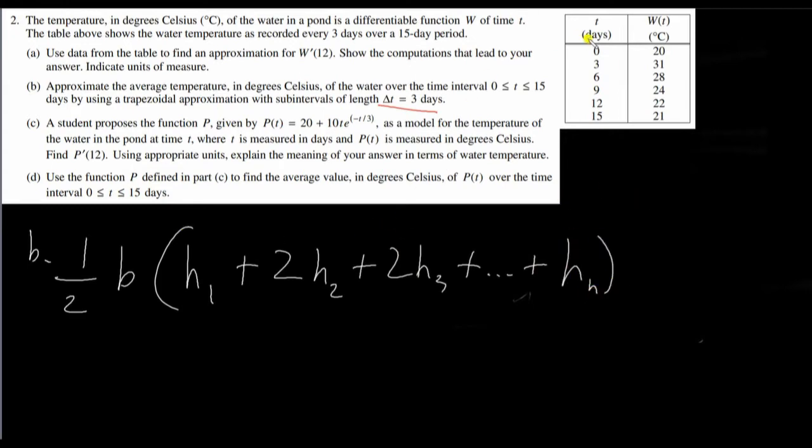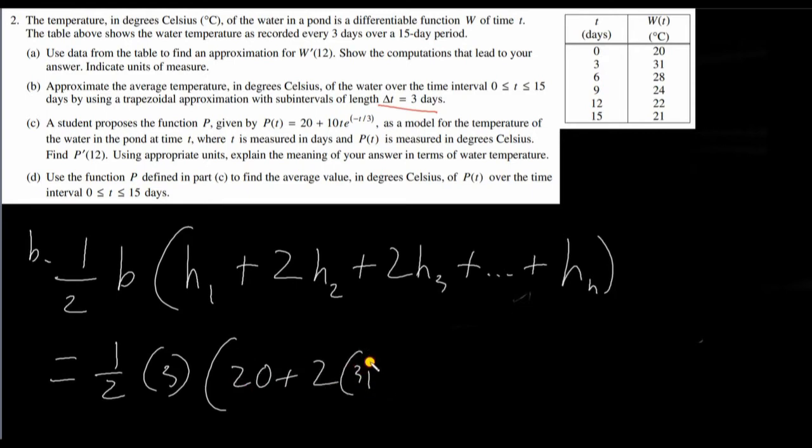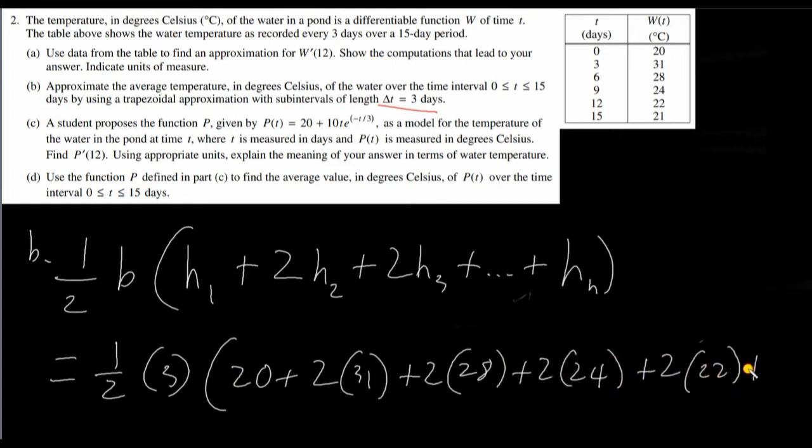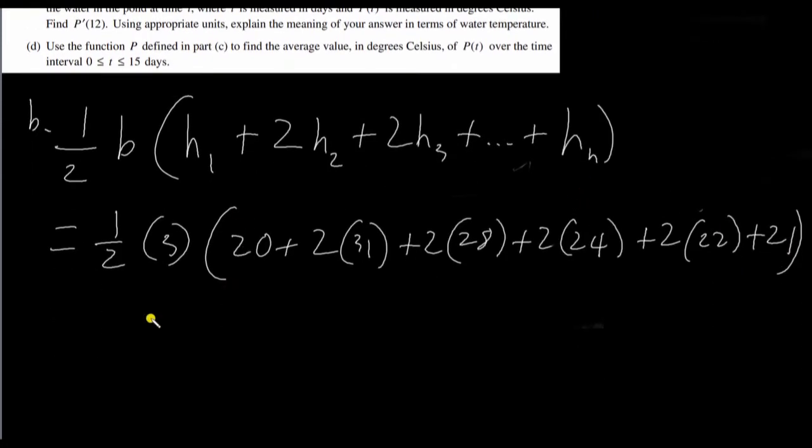Alright, so now since we're going in terms of 3, this is going to be our first height, this is going to be our second height, third, fourth, fifth, and sixth. And then our common base is going to be the delta of 3, which is 3 days. So now we can just plug in this stuff. We'll get 1/2 times 3 times h1 is 20, plus 2 times h2 is 31, plus 2 times 28, plus 2 times 24, my bad, plus 2 times 22, plus 21. And then if you were to put this in your calculator, you would get 376.5.